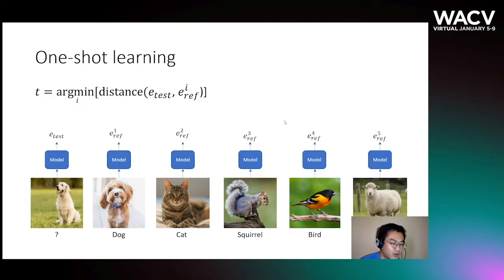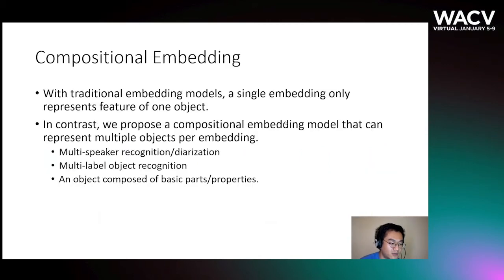A typical way to do one-shot learning is to train an embedding model at first. Then we use the embedding model to extract embeddings from the test image and the reference images. Then we compare the embedding distance between the test image and reference images and choose the smallest one. With traditional embedding models, a single embedding only represents the feature of one object. In contrast, we propose a compositional embedding model that can represent multiple objects per embedding.